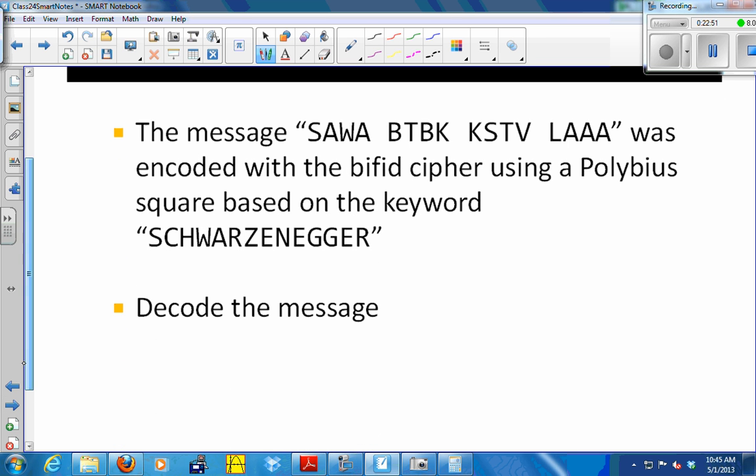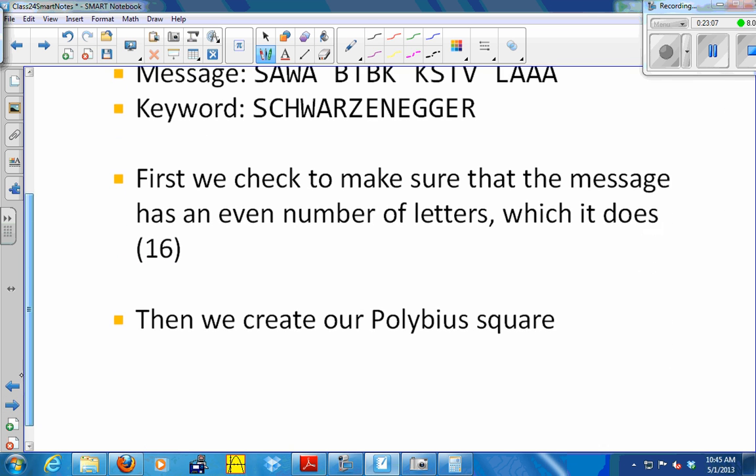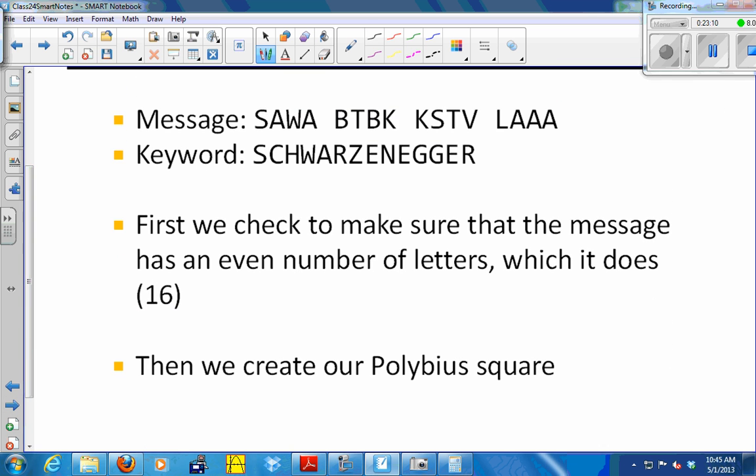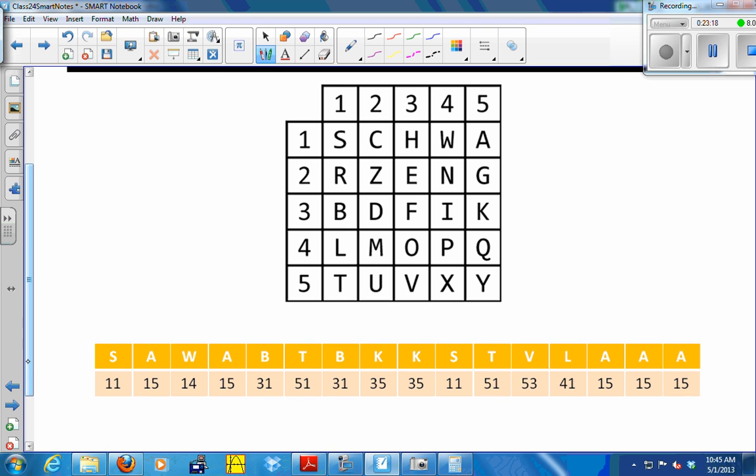Okay, so here's a message that was encoded using bifid in a Polybius square based on the keyword Schwarzenegger. So I want to decode it. First I have to make sure that this message has an even number of letters, which it does, 16. Then create a Polybius square. So I start writing out Schwarzenegger, but I can't repeat any letters, so I leave out an E and another G. Some other letters get left out, and then you put in the rest of the alphabet.